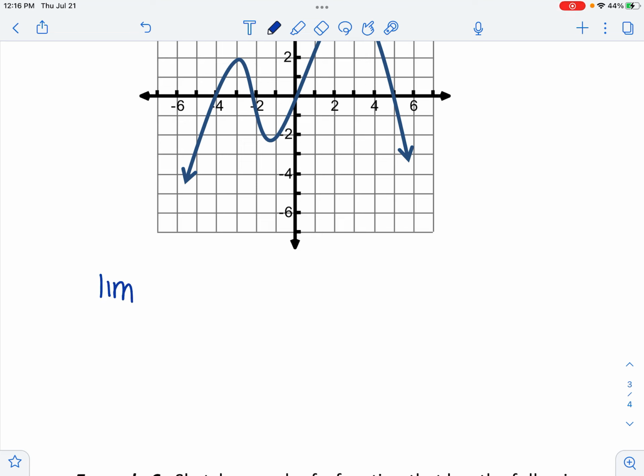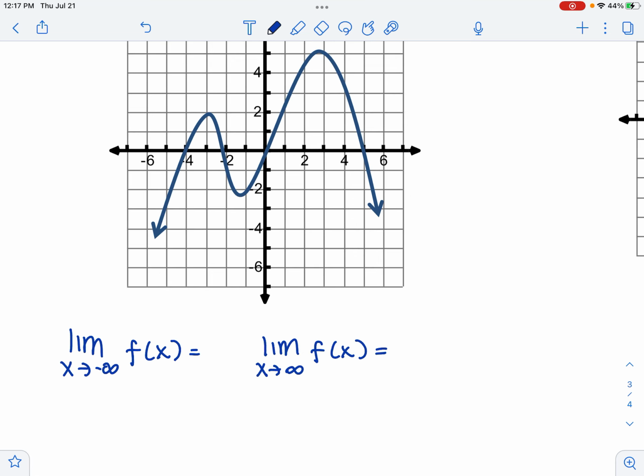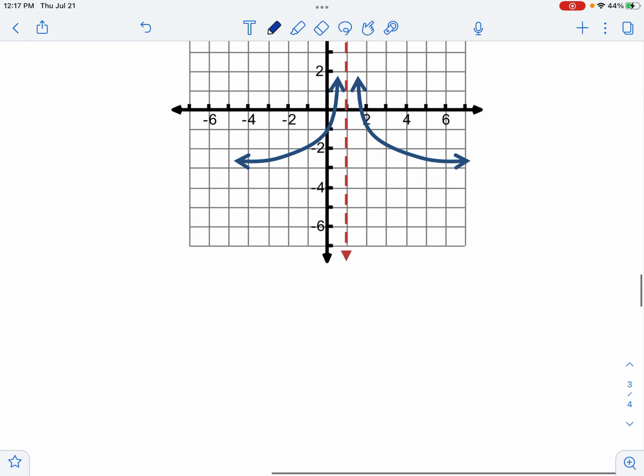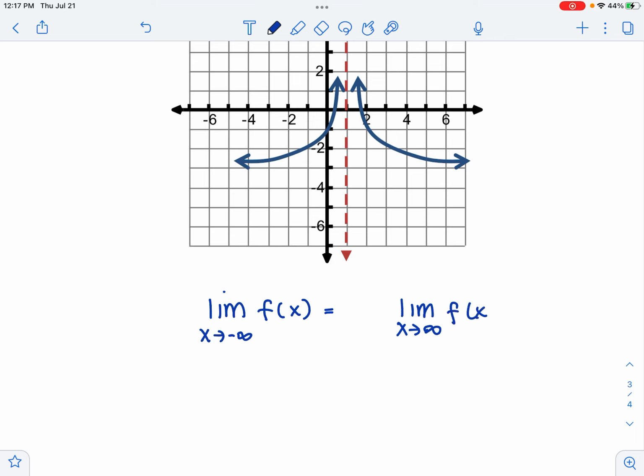Limit as x approaches negative infinity of f of x equals, and the limit as x approaches positive infinity of f of x equals. All right, the left end of our graph, arrow pointing down, right end is another arrow pointing down. So this is negative infinity and negative infinity. All right, last but obviously not least, limit as x approaches negative infinity of f of x. Limit as x approaches positive infinity of f of x is.